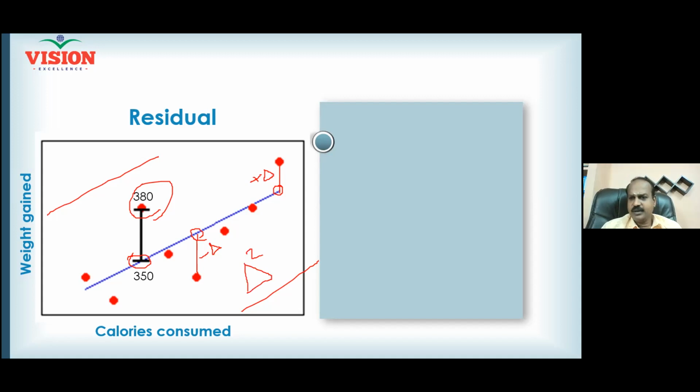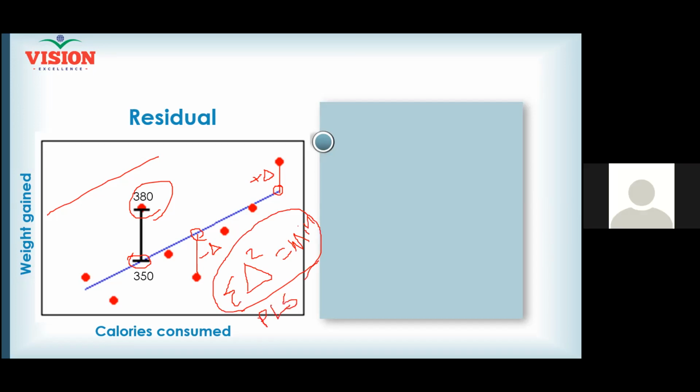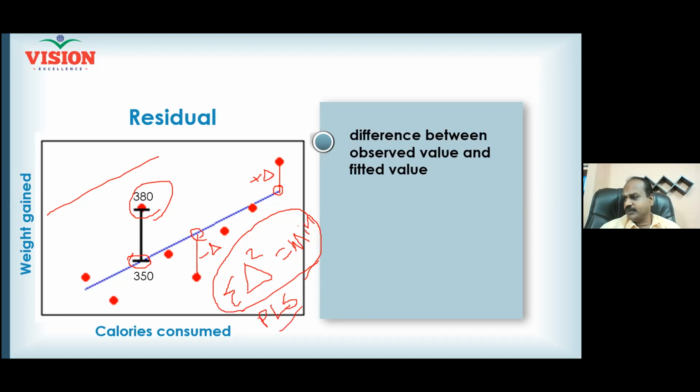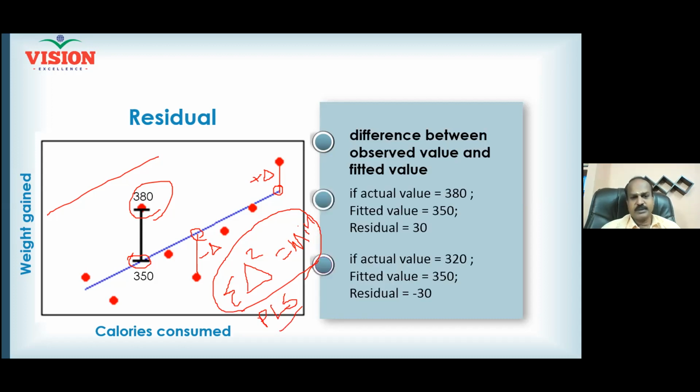So what is your goal? Should the deviation be low or high? Low. So the sum of the squared deviations should be minimum. This is your goal while framing the regression equation. This is called the principle of least squares. And this is what we have understood. The observed value minus the fitted value is called the residual. Actual value is 380, fitted value is 350, so the residual is plus 30. On the other side, the residual is minus 30.